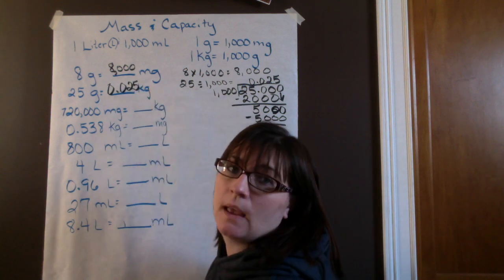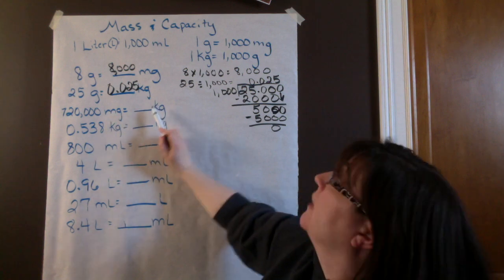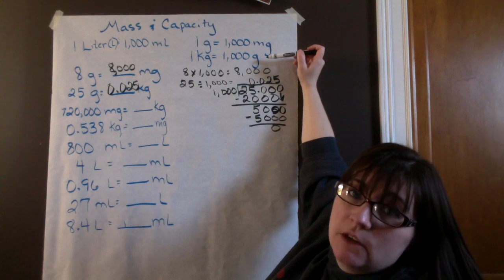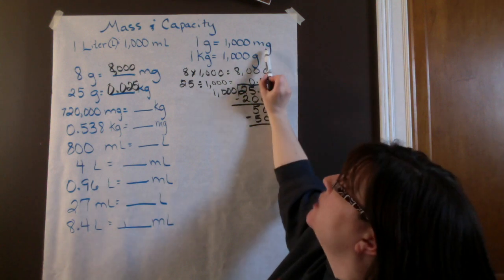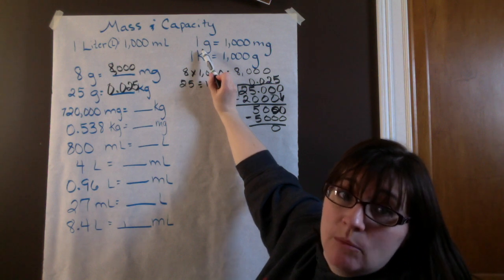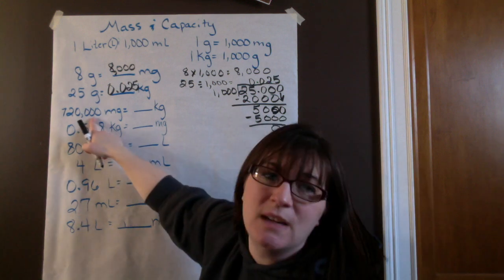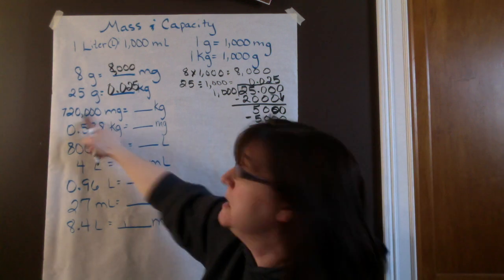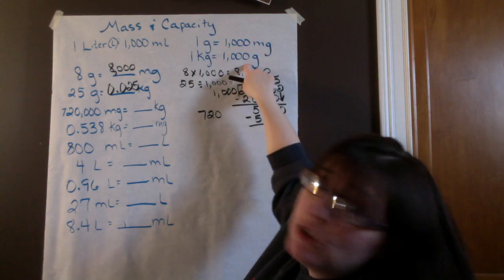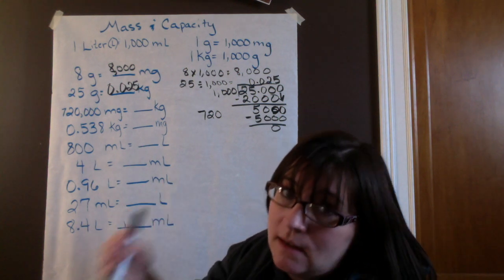Okay. This time I'm changing milligrams into kilograms. Well, I don't have any up here that are milligrams into kilograms, but I can change milligrams into grams by dividing by 1,000. So I'm going to take this and I'm going to divide it by 1,000. And if I divide it by 1,000, basically I just take these 3 zeros off. So I have 720. And now to change it from grams to kilograms, I'm going to divide it by 1,000 again.